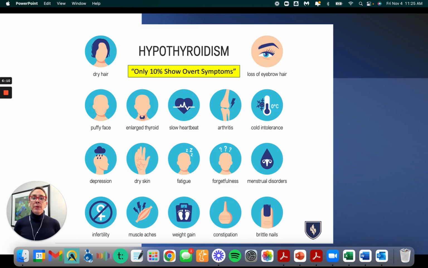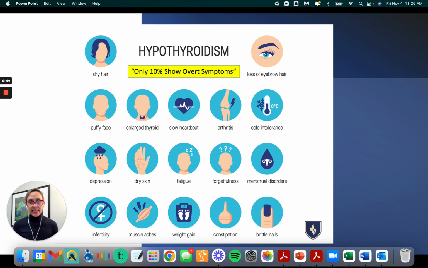The symptoms of hypothyroidism: people may complain of really dry or brittle hair and nails. This one's always interesting, the loss of the outer third of the eyebrow hair, puffy face, maybe an enlarged thyroid, heartbeat can be slower, inflammation can lead to arthritis, cold intolerance, depressed mood, dry skin, fatigue, forgetfulness. There may be some menstrual disorders or irregularities, infertility, muscle aches, weight gain, constipation, and brittle nails.